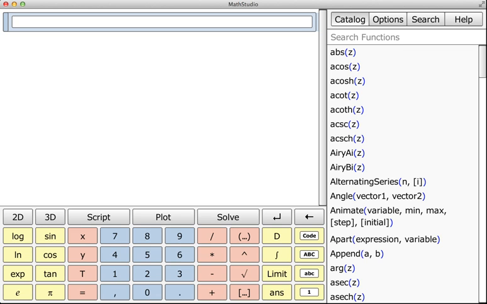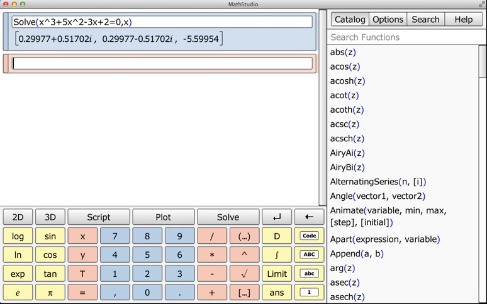Okay, so there was some confusion on the message boards about the difference between using Solve and SolveSystem. So here's an example of if we want to solve, let's say, a cubic equation: x cubed plus 5x squared minus 3x plus 2 equals 0. We'll solve for x, and I get three answers here. Two of them are complex, one is real.